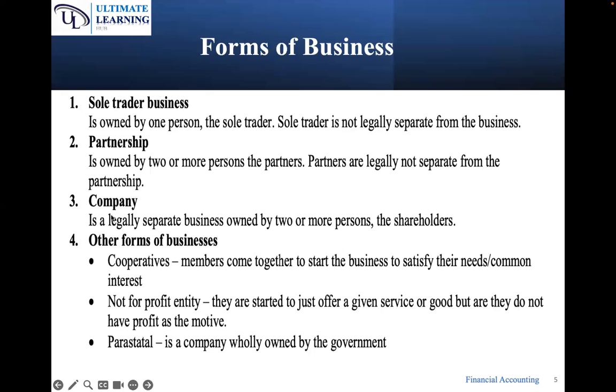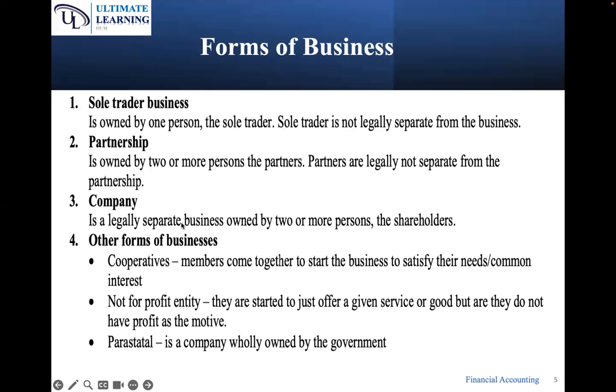The third form of business is what we call a company. A company is a legally separate business owned by 2 or more persons, and these persons are known as shareholders. So in this form of business, it is legally separate.